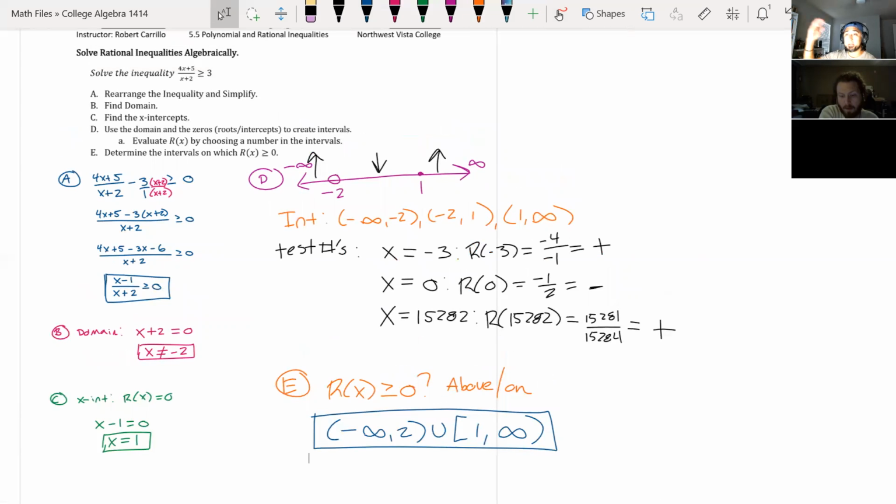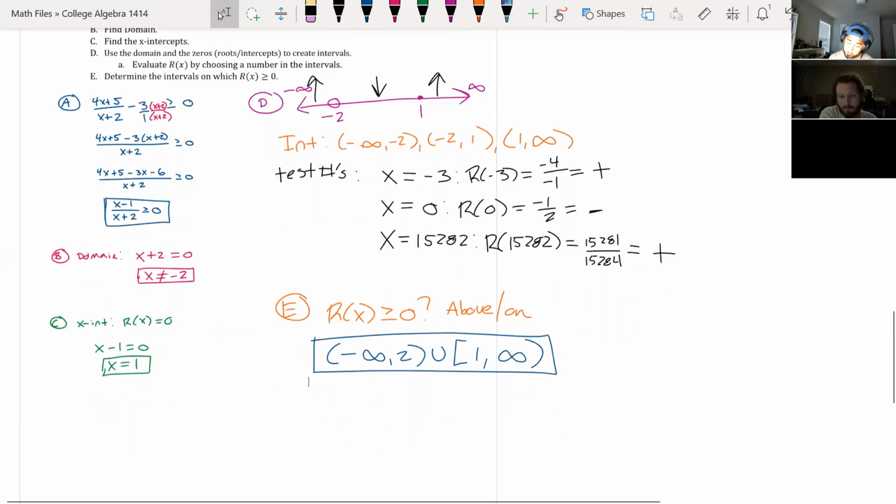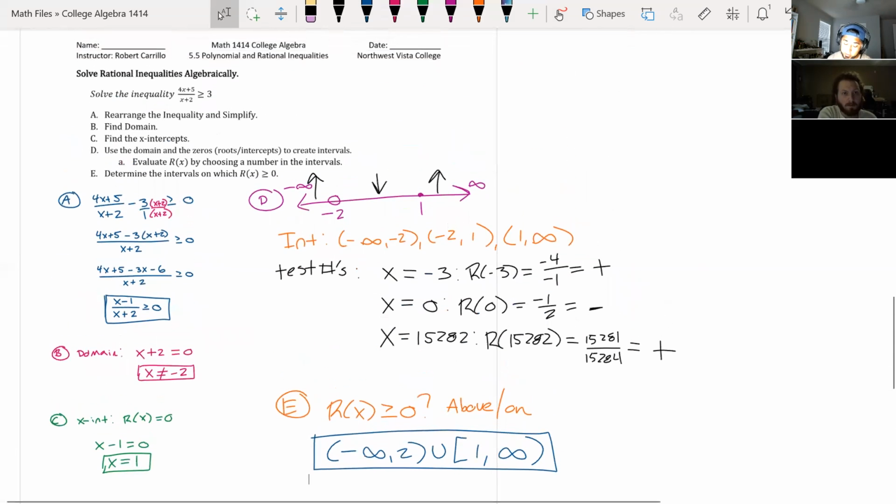What's cool about solving these rational inequalities algebraically, or what's cool for you guys, is that you don't have to worry about the y-intercept. You don't have to worry about vertical asymptotes, horizontal asymptotes, points of intersection. So all that goes away. And I think that's it. That's polynomial and rational inequalities. So we are done with this lecture.